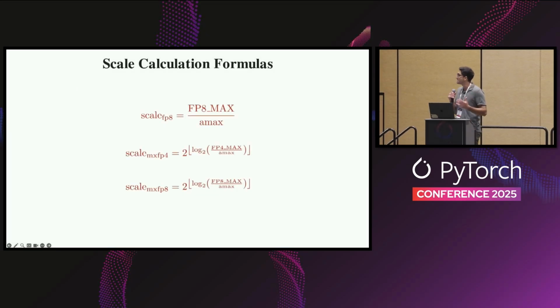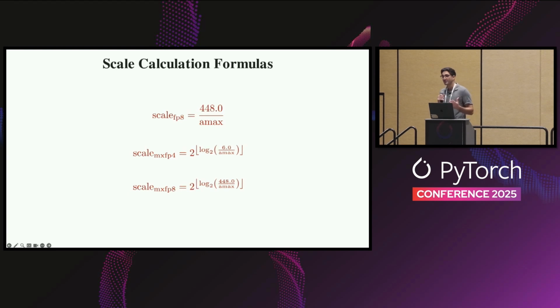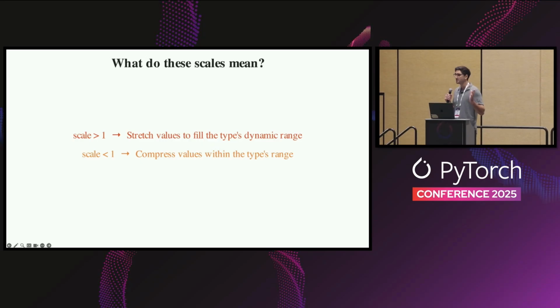Okay, so these are some of the basic formulas for how we calculate scales. The numerator is, again, the maximum representable value in the dtype that you're going to be casting to. And the denominator is the runtime calculated Amax in the tensor that will be cast. So in the case of FP8, we have 448. And for FP4, this would be 6. And you might be wondering about the extra powers of 2. Again, this is related to the E8M0 dtype. And this is the base intuition. If the scale is greater than 1, we're going to stretch the values to fit within the range. And if it's less than 1, we're going to compress them.